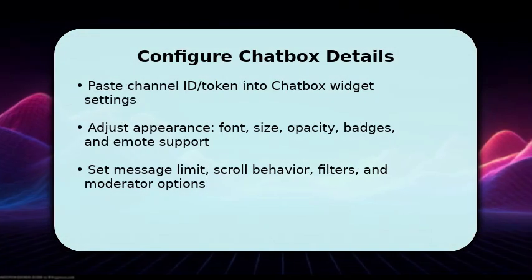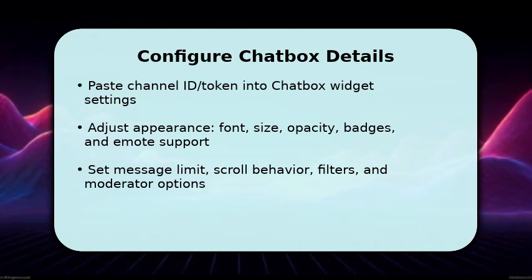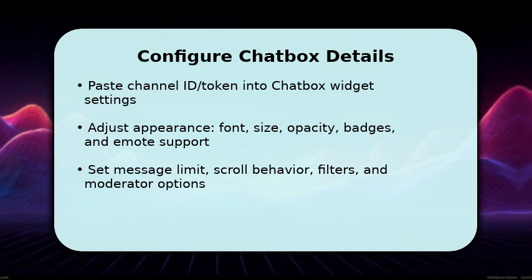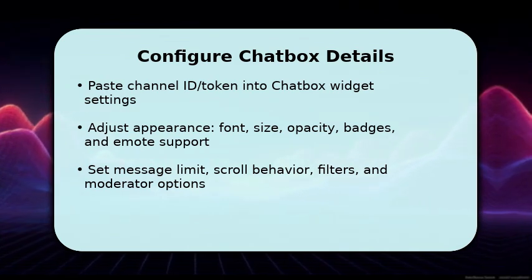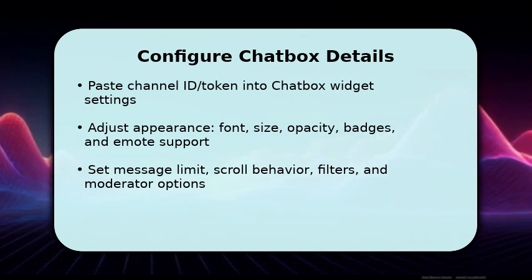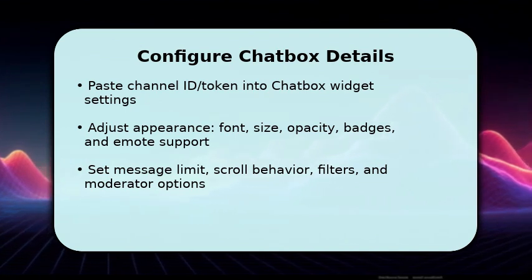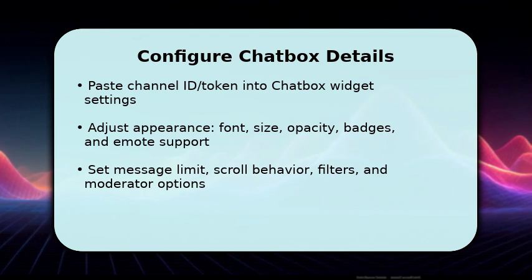Now configure the chat box widget so messages display correctly and match your stream's look. Paste the channel ID or token into the widget settings, then customize appearance, font, size, opacity, badges, and whether emotes render. After that, set behavioral options like message limit, scroll speed, and whether older messages are hidden.